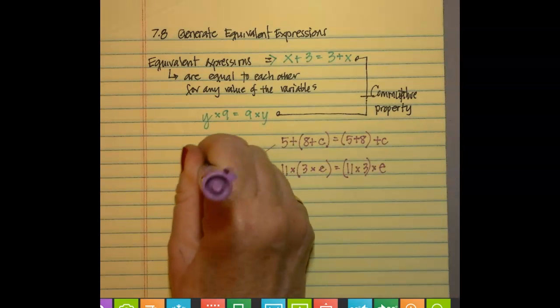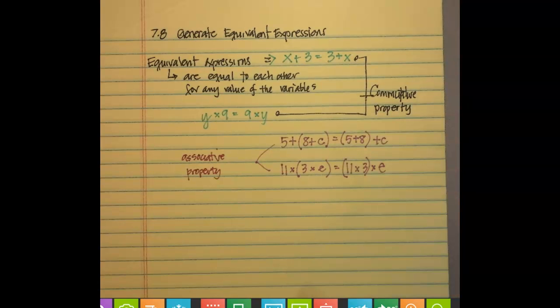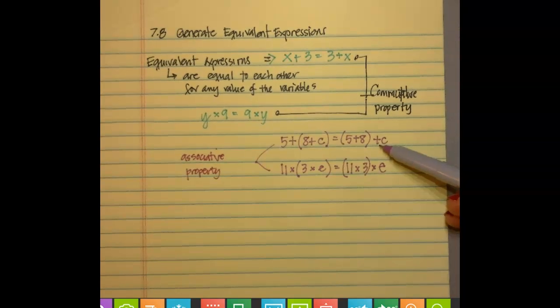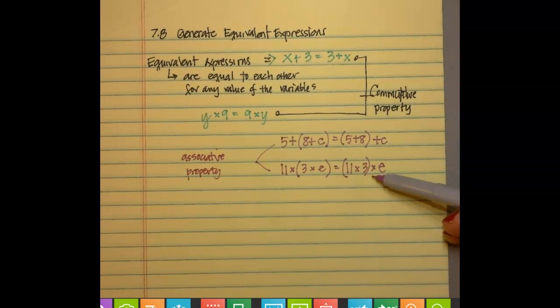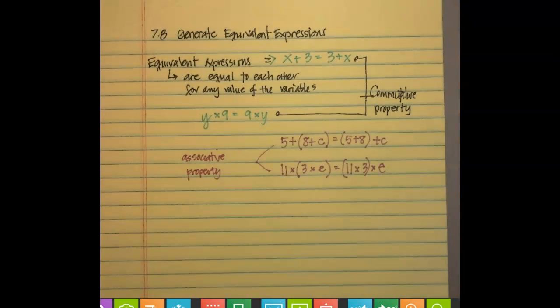So the associative property is when they are grouped with parentheses. And again, this is the associative property of addition. This is the associative property of multiplication. But again, we are focusing on these being different kinds of equivalent expressions.